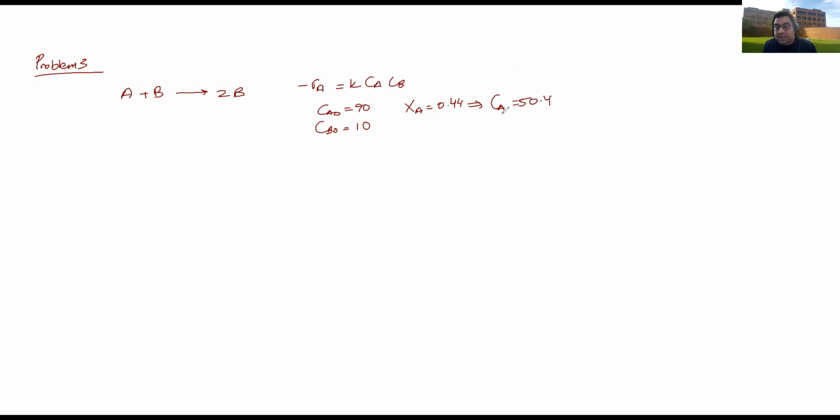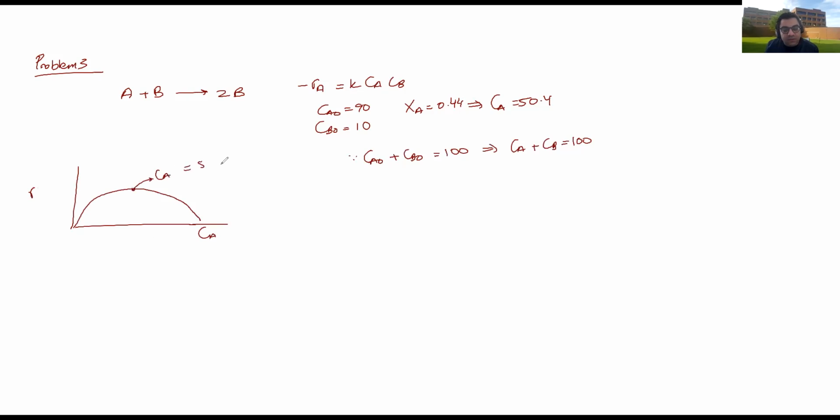So this is the concentration at the end of my reactor. Okay, so now because CA naught plus CB naught is equal to 100, if you do a mass balance, CA plus CB will always be 100. So if I plot my reaction rate R versus CA, I'm going to get, again, this type of curve, and this type of curve is common. However, just having a look at the mass balance, you're going to get the maximum at CA equals 50, right? And this simple math, you can verify it.